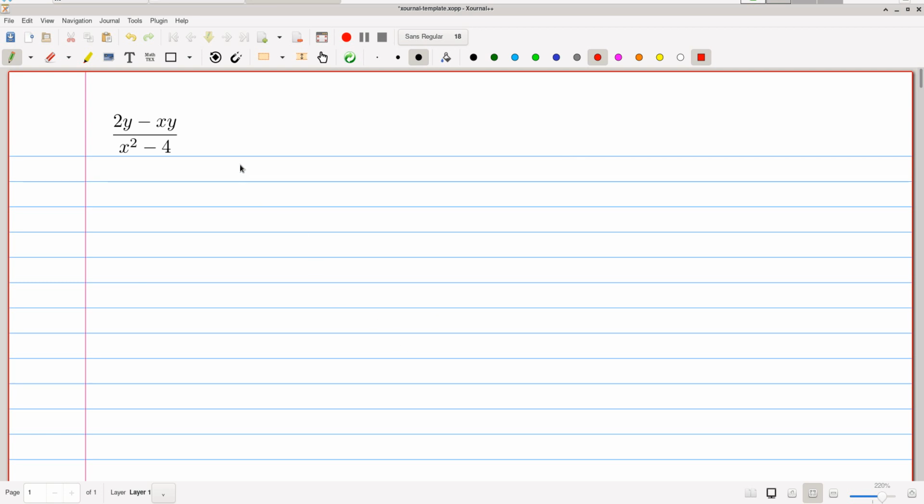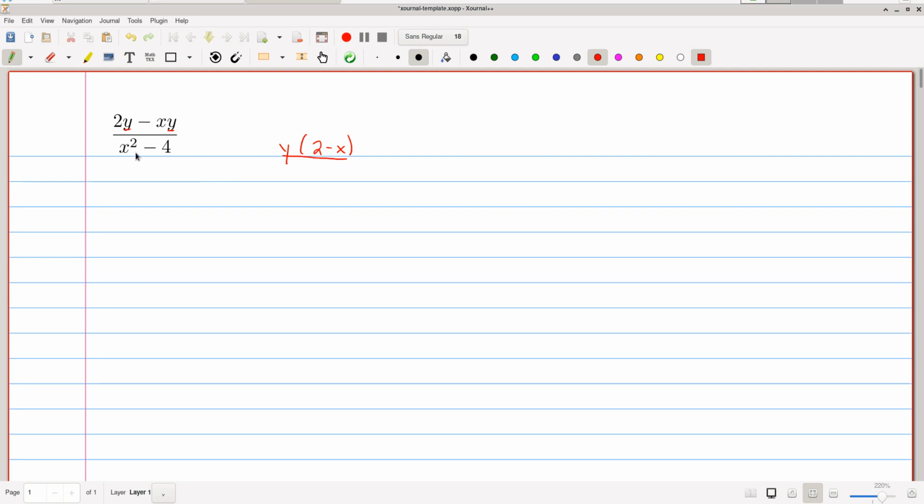Simplify the fraction (2y − xy) over (x² − 4). We'll start by factoring both the numerator and denominator. I see that in the numerator, these terms both have a y in common, so that's our common factor. After factoring that out, we're left with 2 minus x.